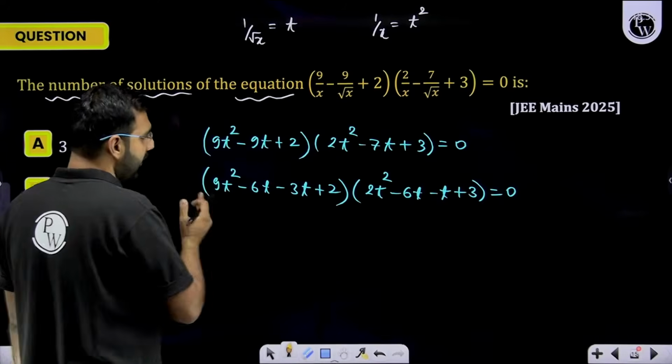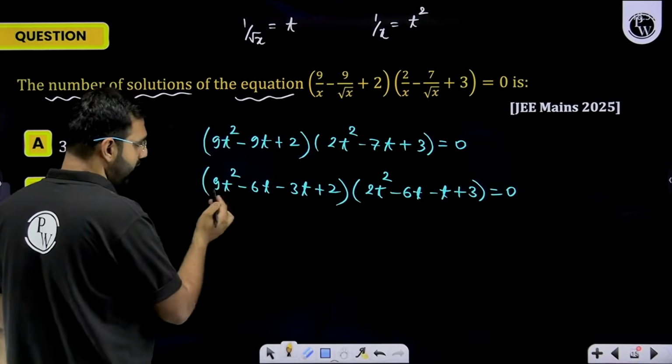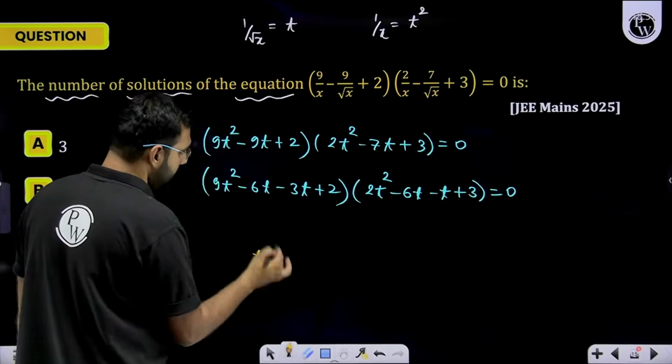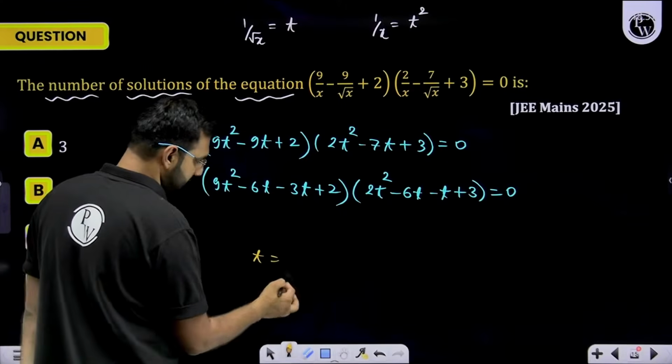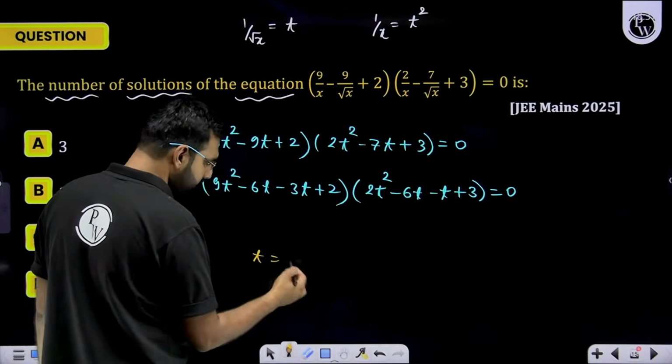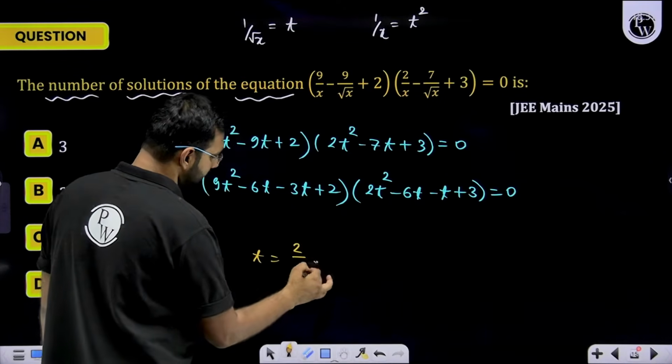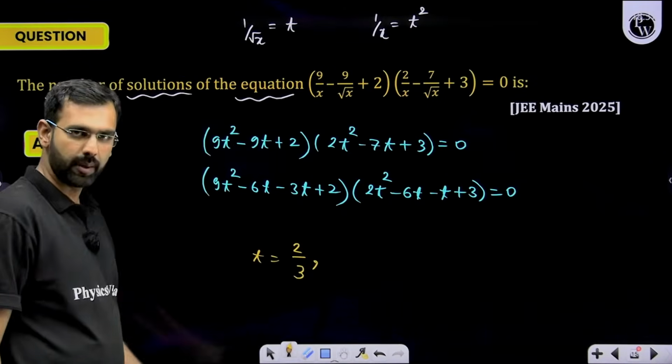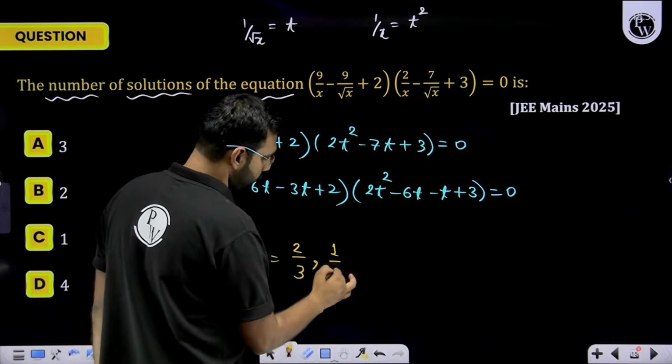So here, if I begin my discussion with this, first of all, one of the values of t will be minus of minus 6 by 9. So that is plus 6 by 9. 6 by 9 is what? 2 by 3. The other value will be minus of minus 3 by 9, which is 3 by 9. 3 by 9 is, of course, 1 by 3.